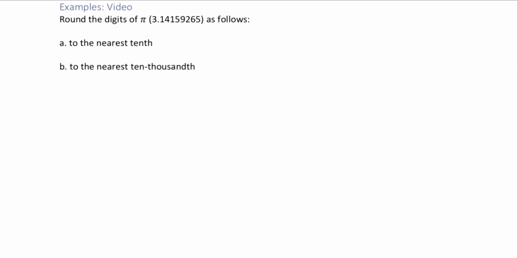In this example, we're rounding the digits of pi. We'll start by copying the original. And up first, we want to round to the nearest tenths. Tenths, whenever you see a th, that means we're looking at the decimals, so we're starting at the decimal side. We have tenths. So the 1 is our rounding digit.